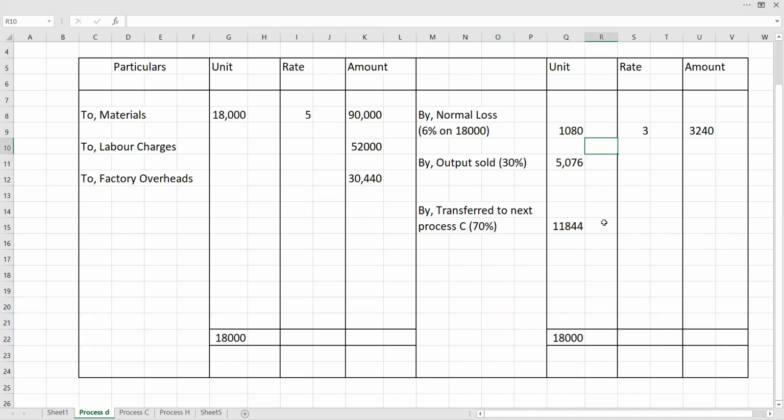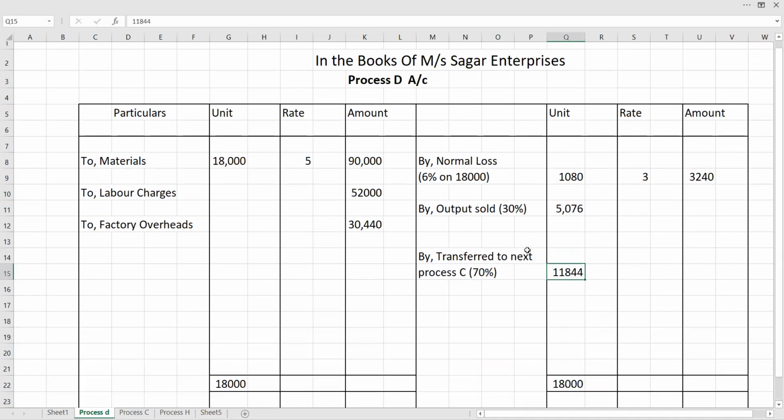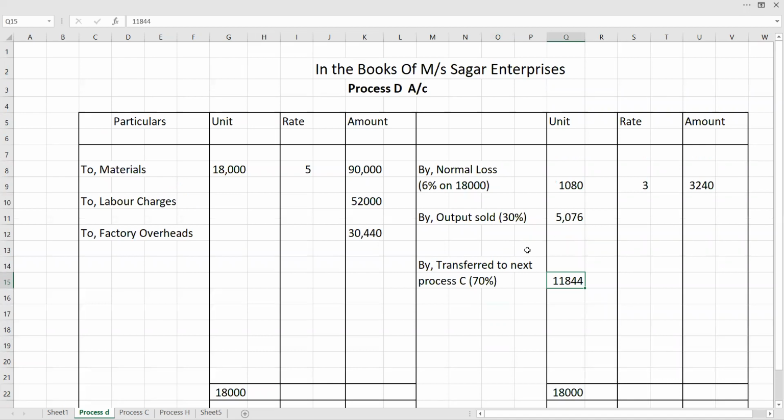See, जेवढा डिफरन्स येत होता तो डिफरन्स आपण बायफर्गेट केला आहे इथे. त्या डिफरन्स मधलीच 30% अमाऊंट सेलमध्ये आपण दाखवले अँड 70% अमाऊंट आपण नेक्स्ट प्रोसेसला ट्रान्सफर केलेली आहे. इट्स ॲज इझी ॲज दॅट.